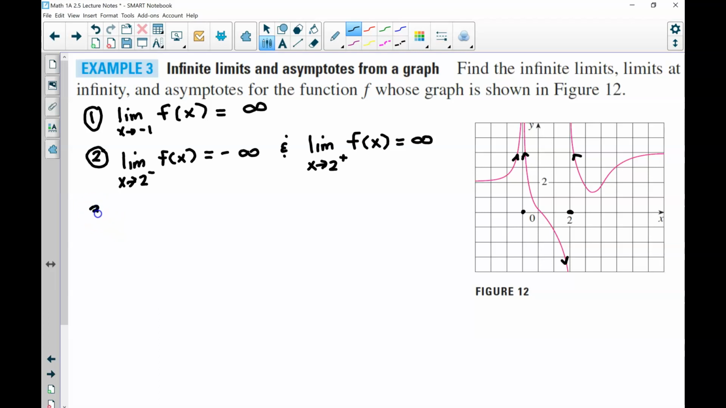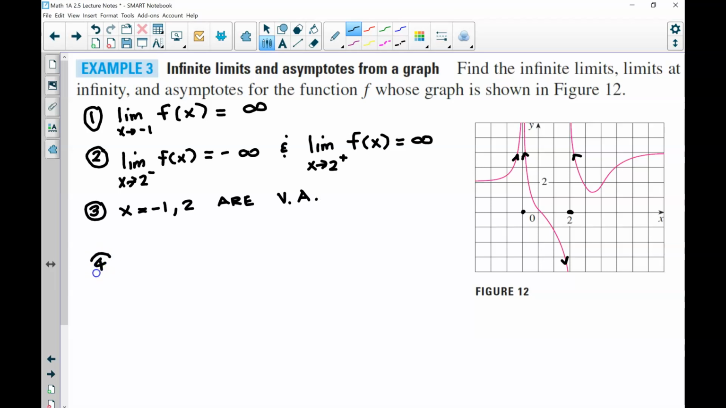So we can say that x equals -1 and 2 are vertical asymptotes. Okay, now as x becomes large, it appears that f of x approaches 4. But as x decreases through negative values, f of x approaches 2. So let's take a look at that scenario.